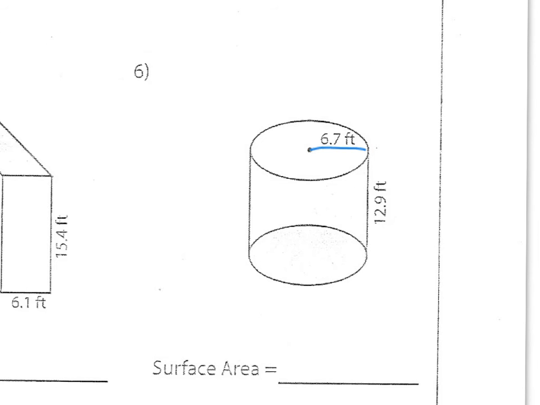Number 6, just a real quick recap on that cylinder. It's exactly like number 1. That's just going to be surface area equals pi times d, which is going to be double your radius. Remember, that's important that you always have that. So that's, in this case, going to be 13.4 times your height, which is 12.9, plus 2 times pi r squared.